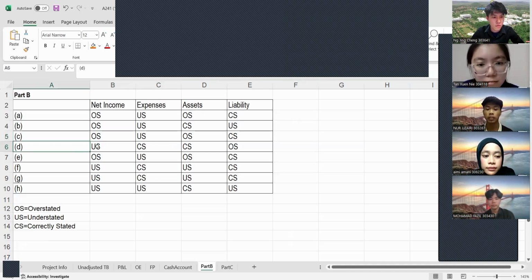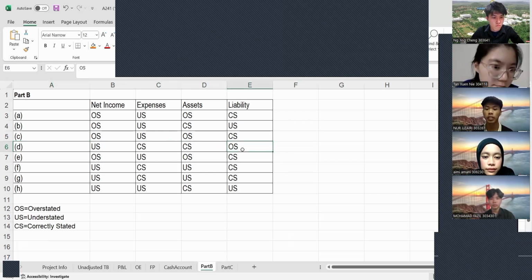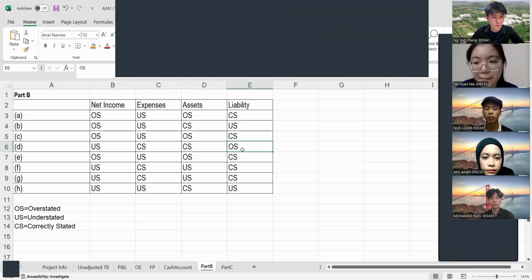Unearned revenue is considered as a liability because the company has an obligation to fulfill the service or deliver the goods in the future. Based on the question, the unearned revenue is realized, so it should be recognized as a revenue on the income statement.